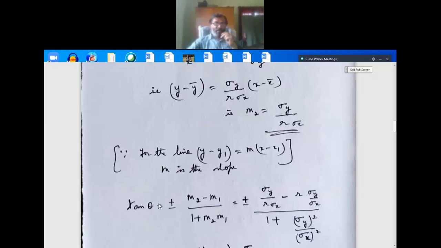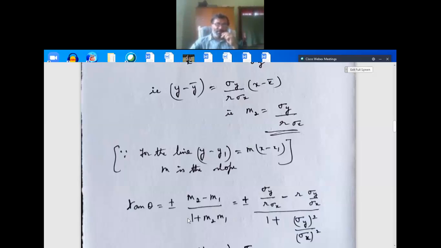Now, you know the formula. When two slopes are given, how to find the angle between two lines. When two slopes of the lines are given as m1 and m2, how to find the angle between those straight lines, that is tan theta. That was, again, first PU, second PU formula in coordinate geometry. Tan theta equals plus or minus modulus of m1 minus m2 by 1 plus m1 m2.